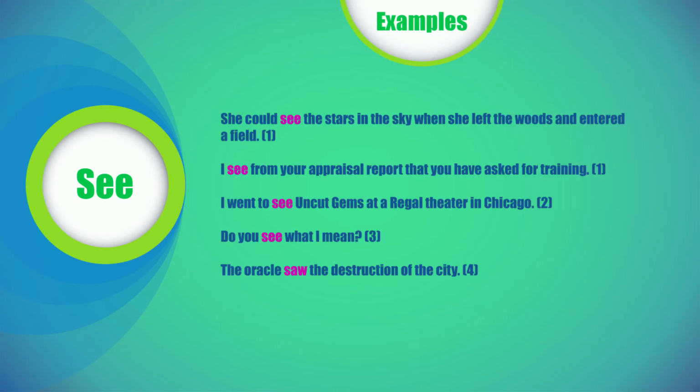Examples. She could see the stars in the sky when she left the woods and entered a field. I see from your appraisal report that you have asked for training. I went to see Uncut Gems at a Regal Theater in Chicago. Do you see what I mean? The Oracle saw the destruction of the city.